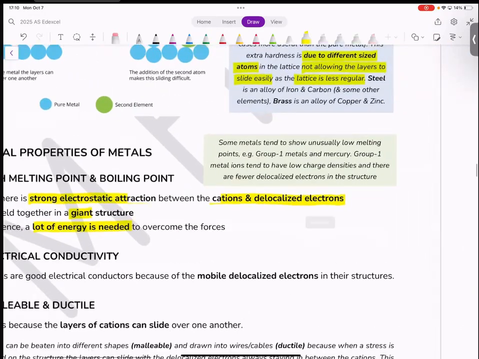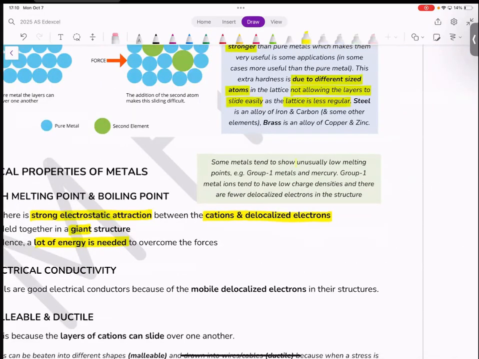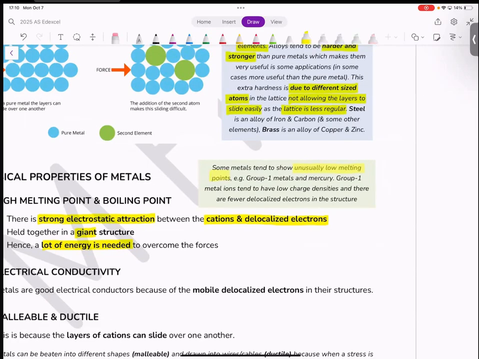Group 1 metals are a bit weird. Some metals tend to show unusually low melting points, for example group 1 metals, because they have the lowest charge densities. And down the group, what happens? The cation is getting bigger, so the melting point will keep decreasing. Cation is bigger, so charge density and attraction decrease. That's why, as you remember from grade 10, you learned that down group 1 the melting point keeps decreasing.